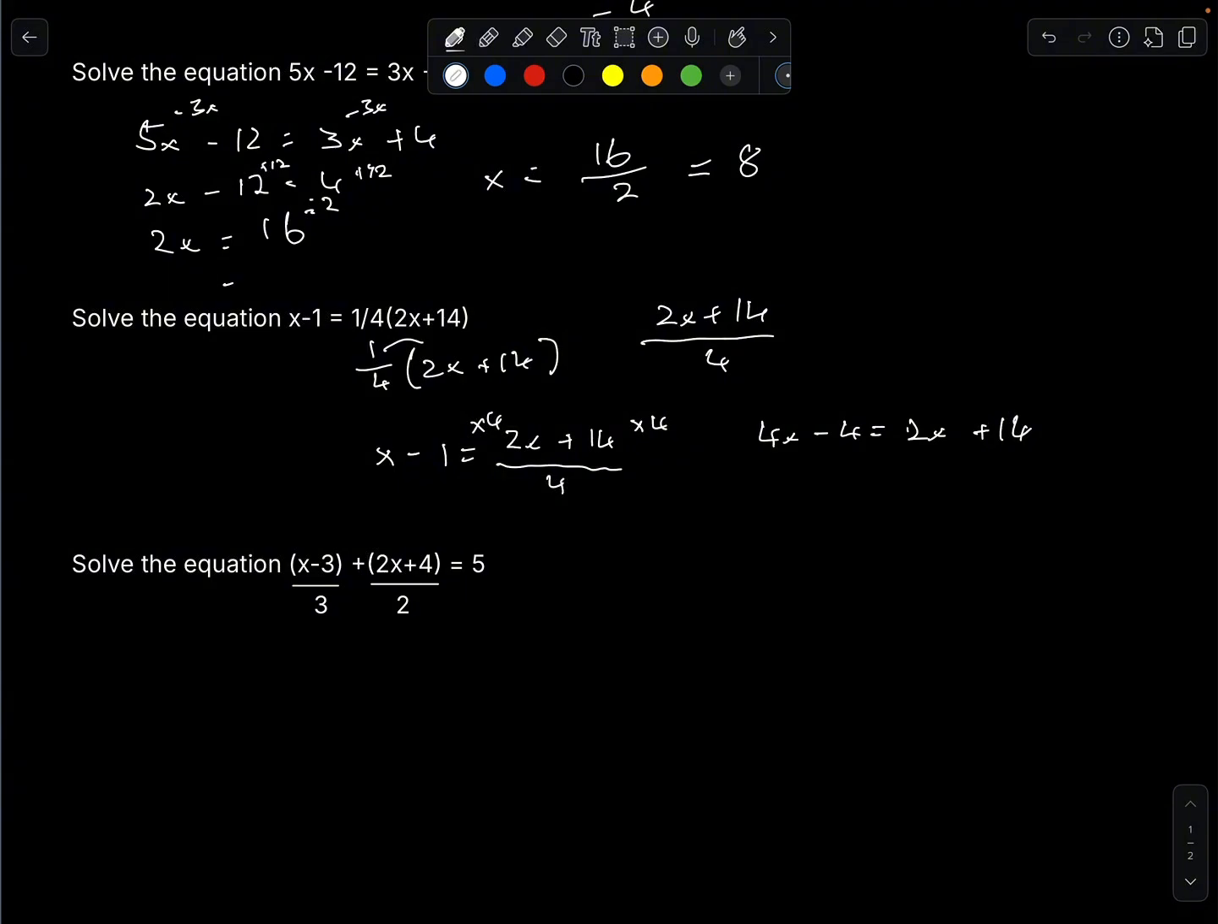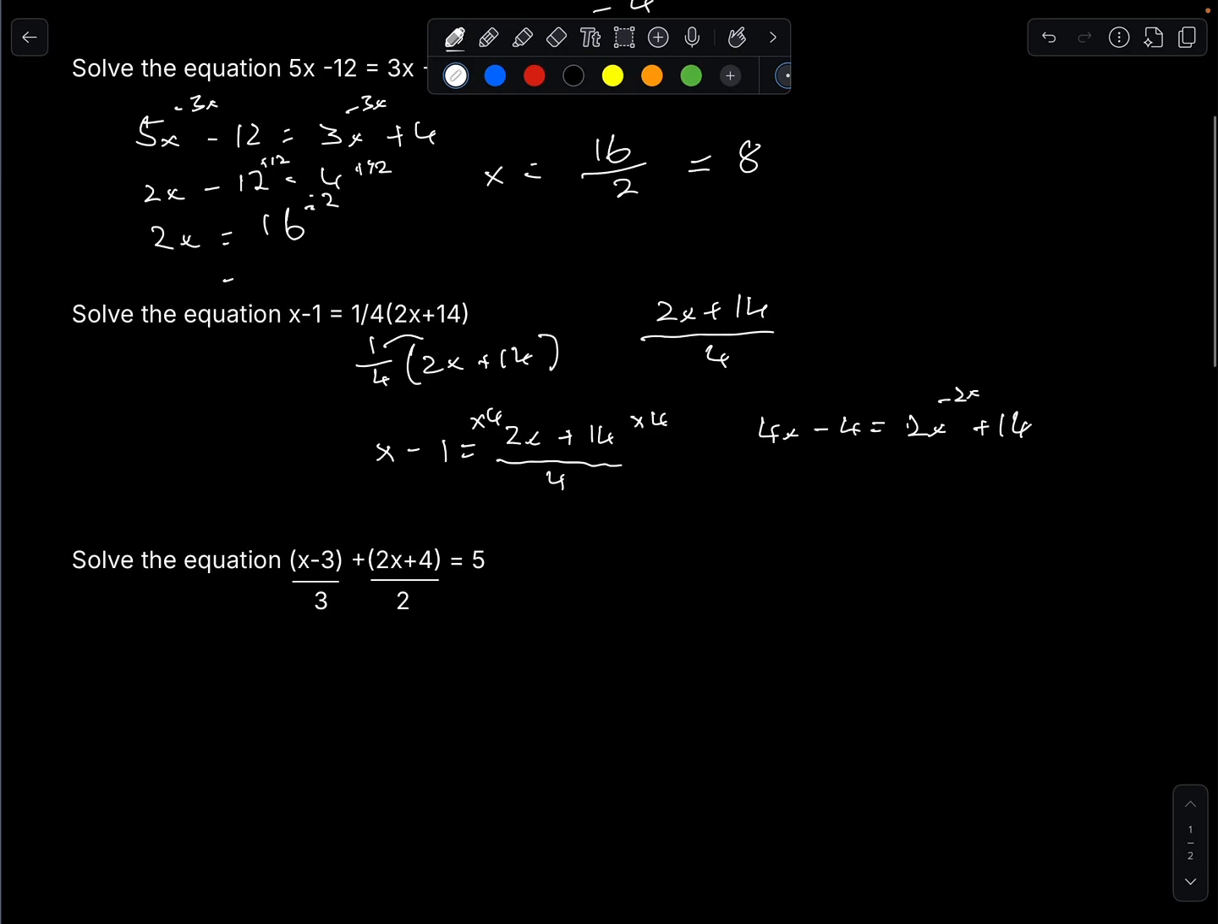And now we're going to do the same as the question that we just did. So I'm going to choose my left side to keep. I'm going to minus 2x from both sides, leaving me with 2x minus 4 equals 14. I'm going to plus 4 to both sides. So I have 2x equals 18. And to get my final answer of x, we're going to do 18 divided by 2, which gives me my final answer of x equals 9.